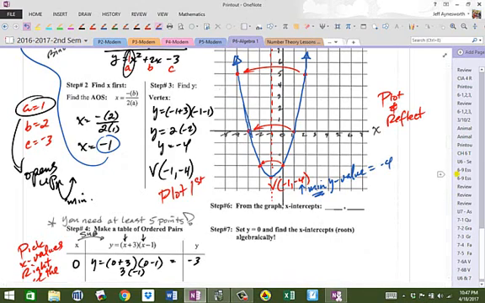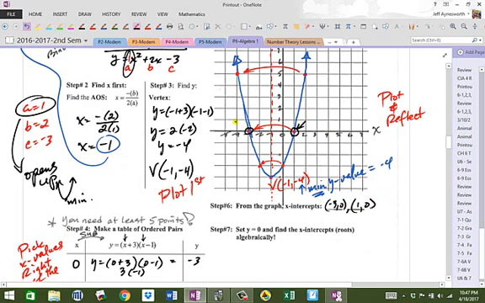I can see graphically from looking at where the x-axis hits the parabola that we have an x-intercept at -3 and 1. So -3, 0, and the other one at 1, 0. Just by looking right here, okay, and right here. Those are called x-intercepts. This one's at 1, 0. This one's at -3, 0.